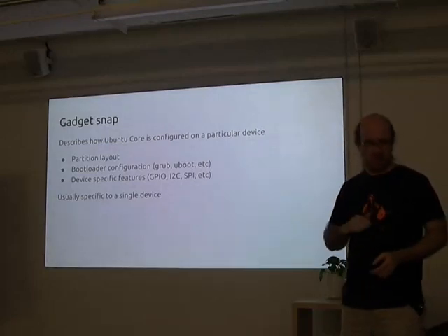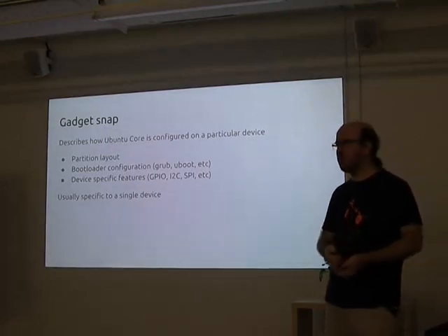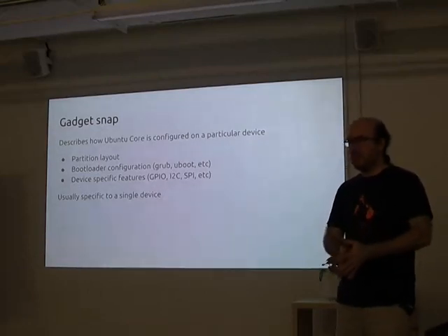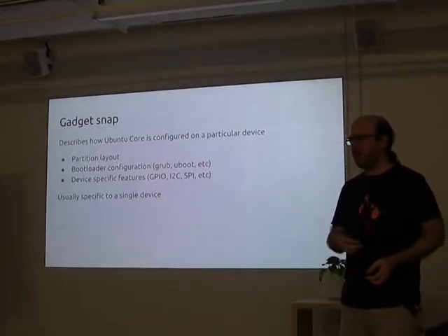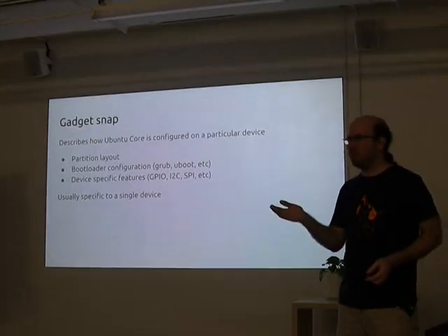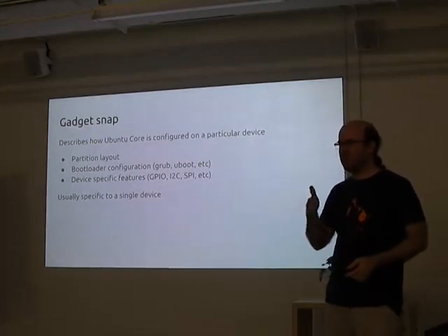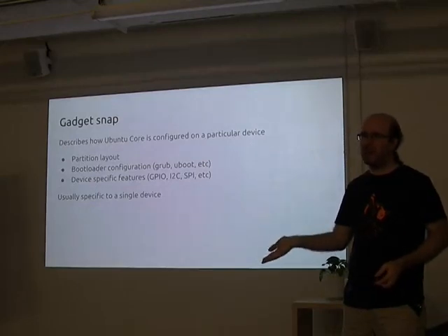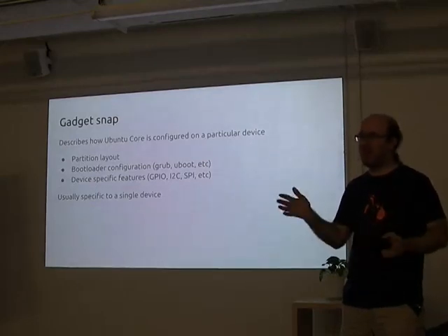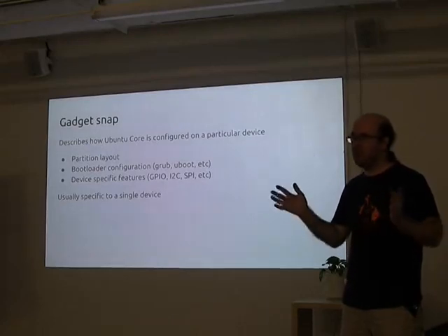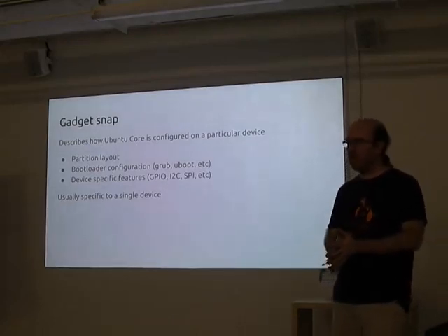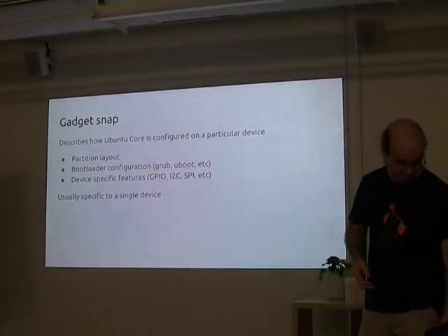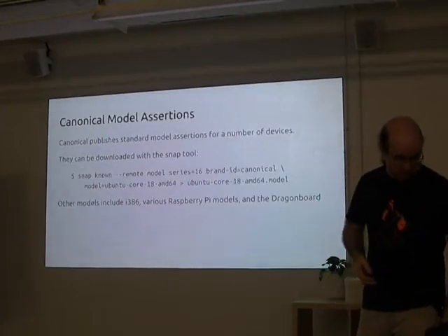It's quite often that the gadget snap is going to be specific to a single device, especially on the ARM side, because I think we've got kernels which can support the Raspberry Pi 2 and Raspberry Pi 3, but we need separate gadget snaps to handle device tree, bootloader, and stuff for the individual models there.